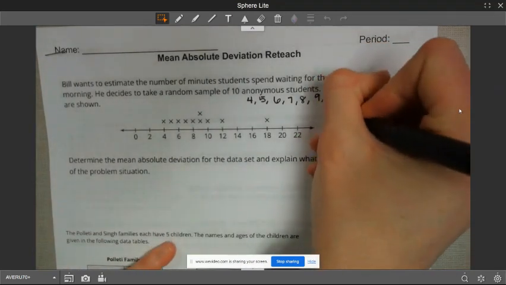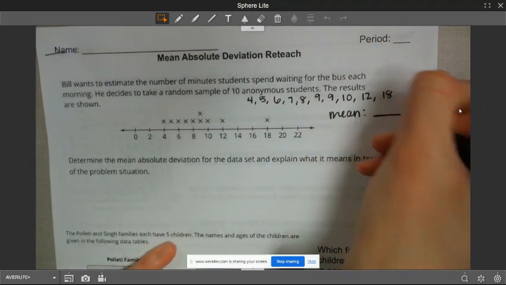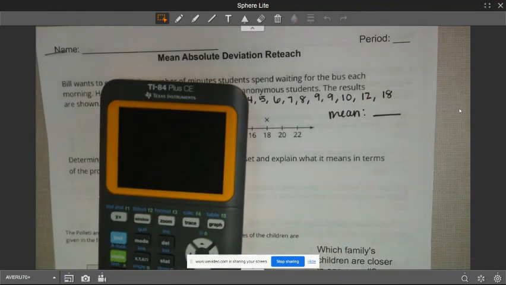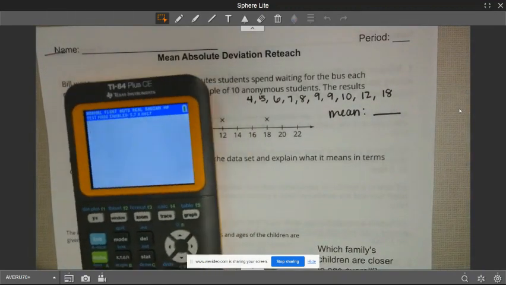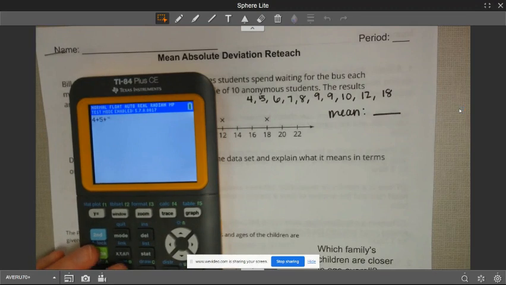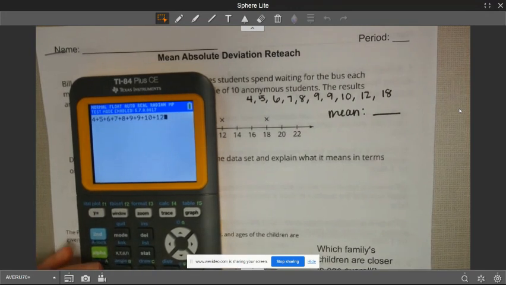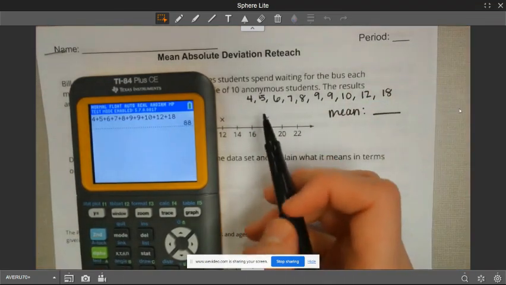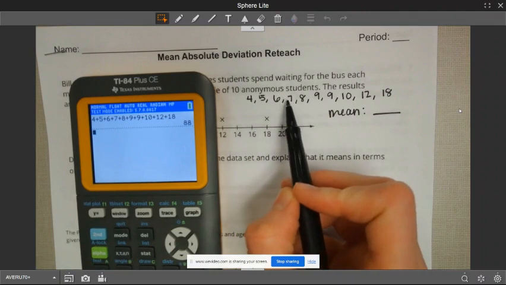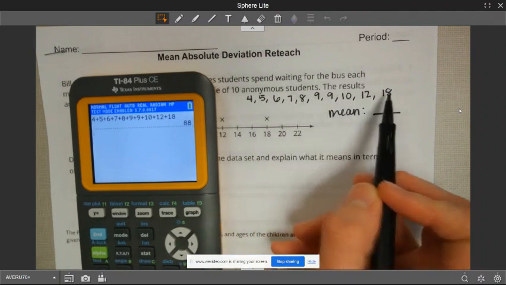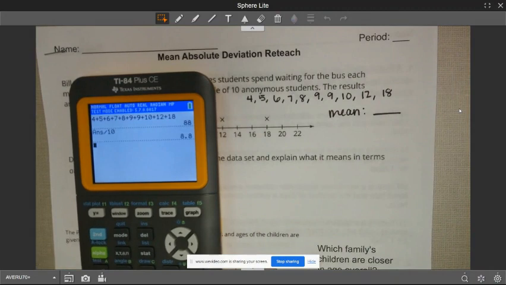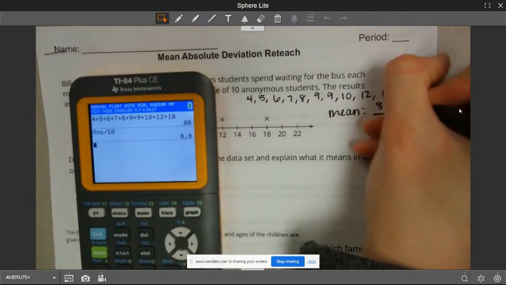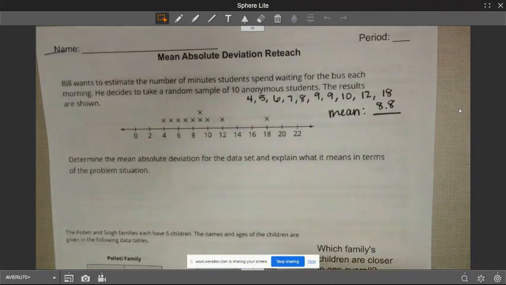Okay, so step 1 in finding mean absolute deviation is obviously we have to find the mean. To do this, I'm just going to add all of the numbers and divide by the number of numbers I added. So we have 4 plus 5 plus 6 plus 7 plus 8 plus 9 plus 9 plus 10 plus 12 plus 18. That gets me a total of 88. And I added 1, 2, 3, 4, 5, 6, 7, 8, 9, 10 numbers. So divide by 10. And the mean is equal to 8.8.